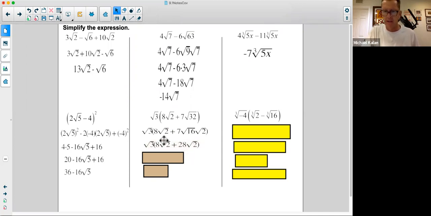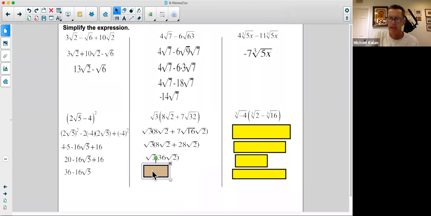Well, before I distribute this root 3, don't I have like terms inside the parentheses? Isn't 8 root 2 and 28 root 2 something we can combine? What would you get when you do that? If I said 8x plus 28x, wouldn't you say 36x? So this is 36 root 2. And then I need to multiply that by the root 3 to fully simplify it. And I get 36 root 6. Remember, we can multiply innies with innies.